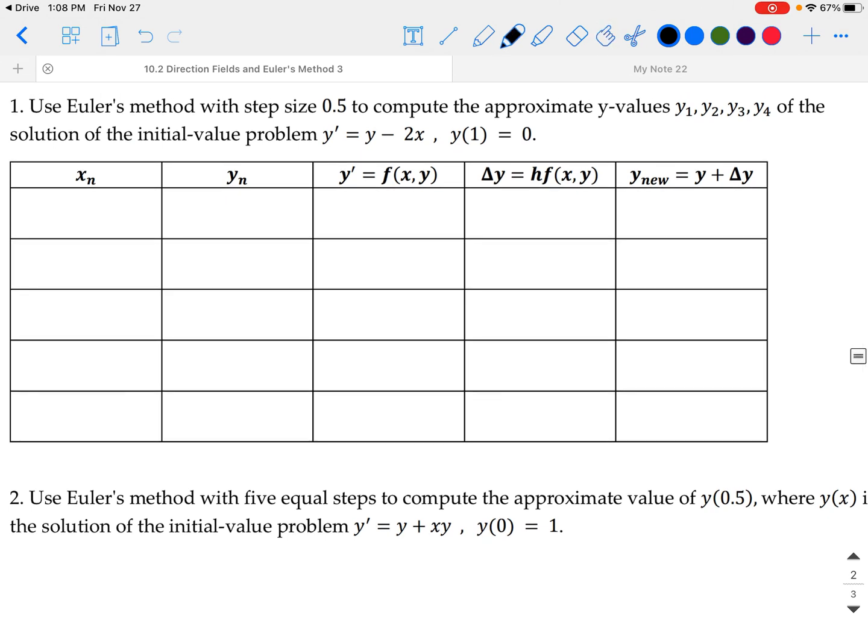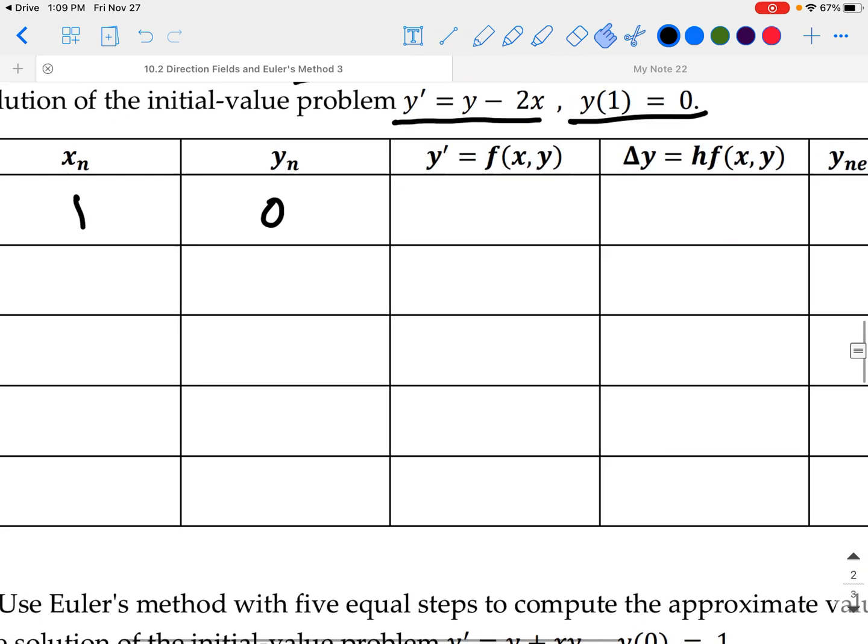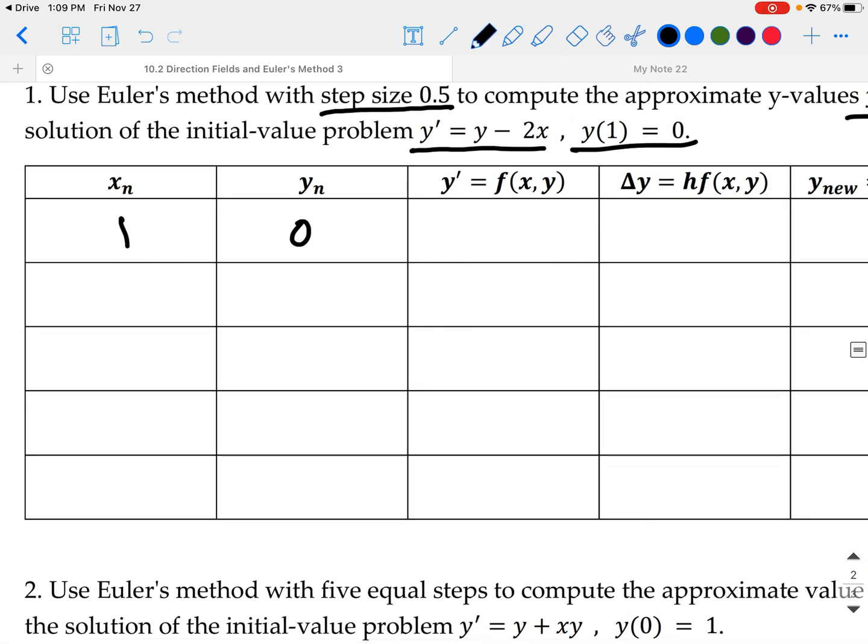Use Euler's method with step size 1/2 to compute approximately the first 4 iterative values using Euler's method. So we've got the initial value problem is given as y prime is y minus 2x, and y of 1 is 0. So if I'm starting with my table here, xn, yn, that's going to just be my initial values. So I'm going to start with the coordinate 1, 0. And then I'm going to compute y prime at that value. So we'll just note this is pretty easy to calculate, but just in case.